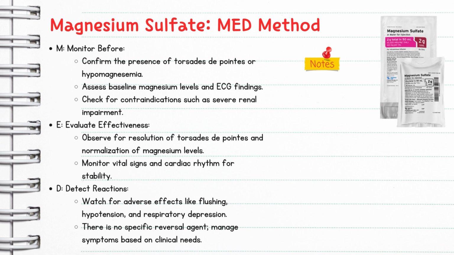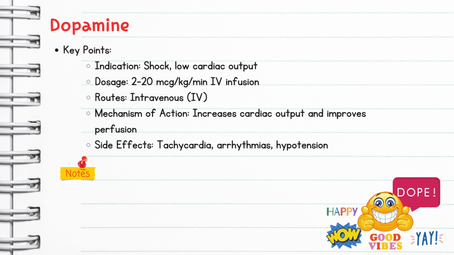Okay. No reversal agent. Now dopamine, remember that's dope, if you remember the little picture at the bottom. So what is dopamine? Dopamine is a med that's used to manage shock and low cardiac output by increasing the cardiac output, making the heart better, more efficient, right? It's administered via IV infusion at a rate of 2 to 20 micrograms per kilogram a minute.